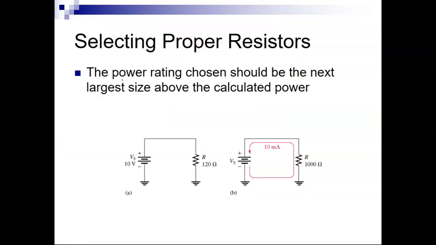So when you're selecting the proper resistor, you have to be careful. You want to select it for the next largest size above the calculated power you're going to have. So let's say, look at the voltage source in the 120. So 10 divided by 120 should give you what?